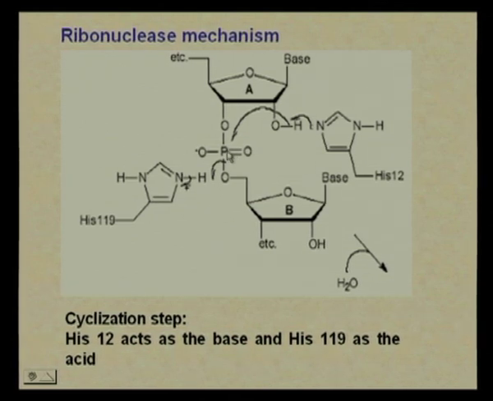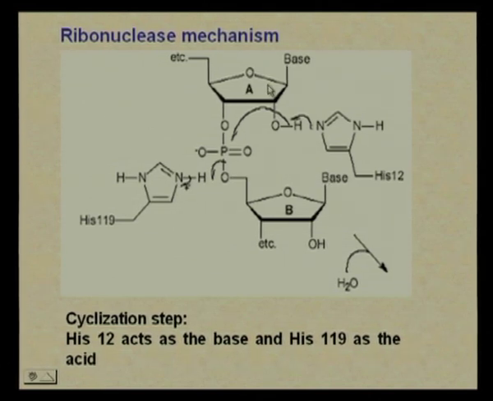Okay, so this is the phosphodiester bond, and where we have ETC and ETC written, that is the rest of the RNA chain. Because the RNA forms a chain, and we have the two ribose sugars in this case marked A and B, and we have bases, purines or pyrimidines, that are going to be attached to where the base is written.